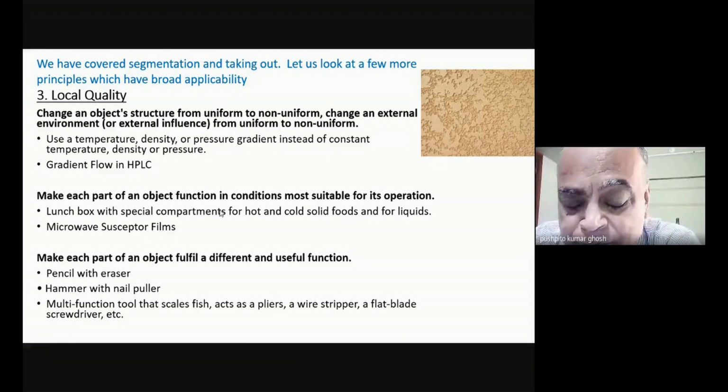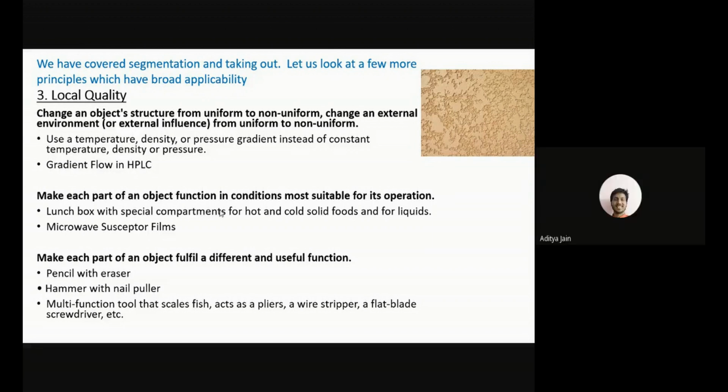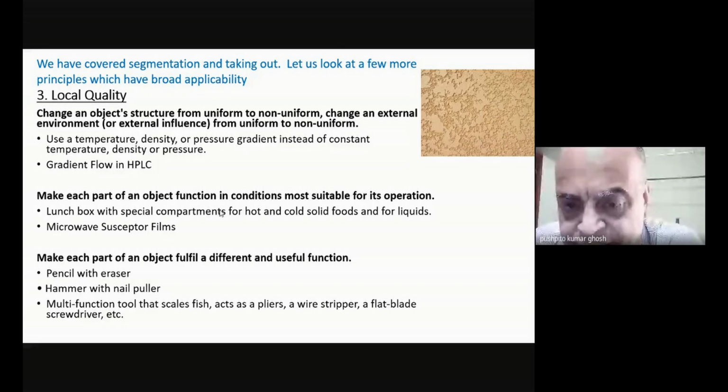What kind of film? Absorptive film. Absorption. I wanted to absorb. Okay? Whereas if I want the rice to be cooked, the dal to be boiled, I must allow the microwave to get transmitted into the bulk of the food, so that it cooks the food. Is that clear? Yes, sir.